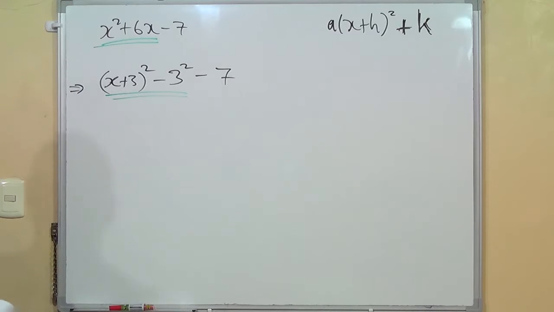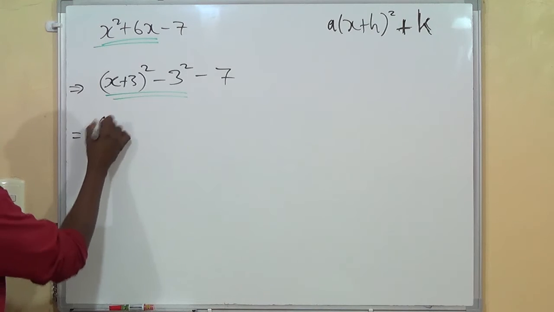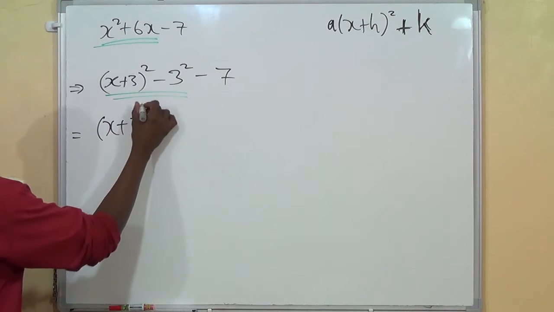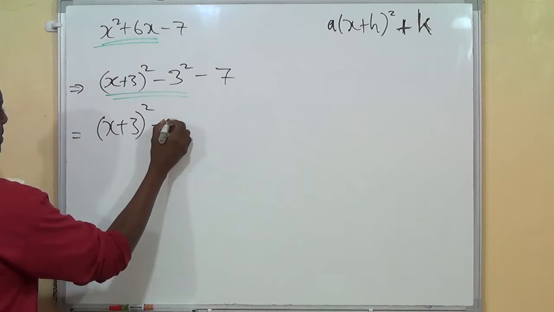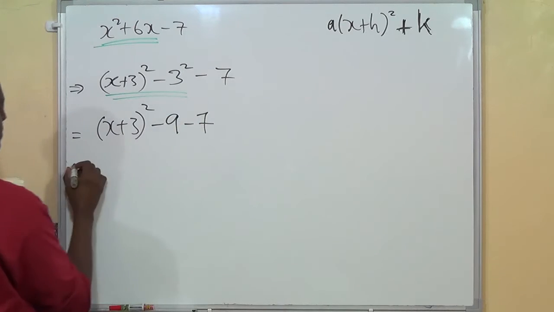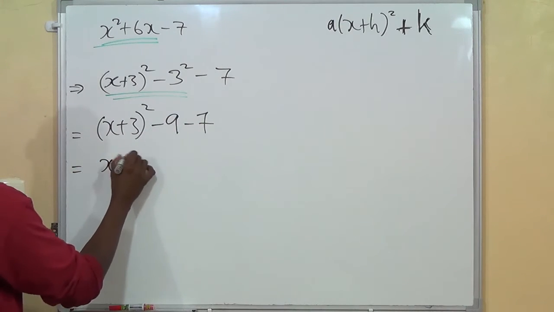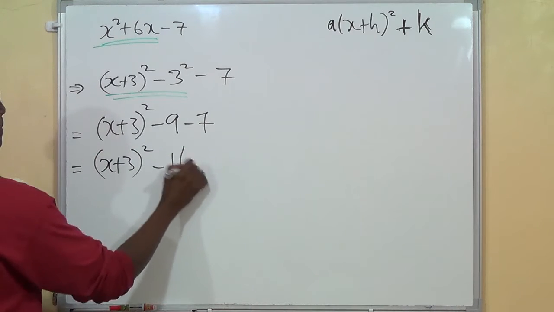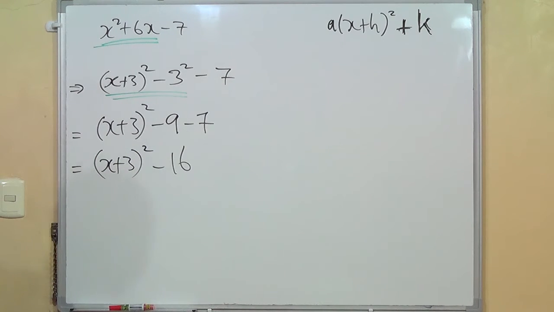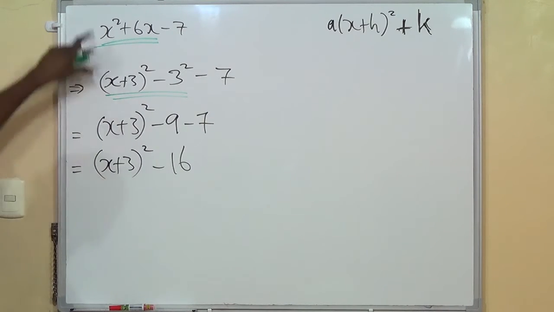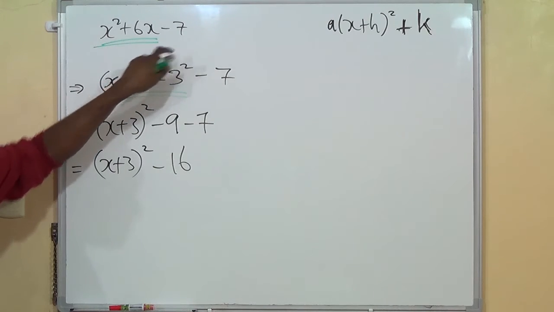Alright, so we continue. So x plus 3 all to be squared minus 3 squared, and at that case we leave it like this. x plus 3 all to be squared minus 3 squared is still 9, minus 7, which will give you x plus 3 all to be squared minus 16. And if for the sake of argument we want to work this backward, just to verify, if we start from here and we work it backwards, we expect to get this on top here as the final answer.